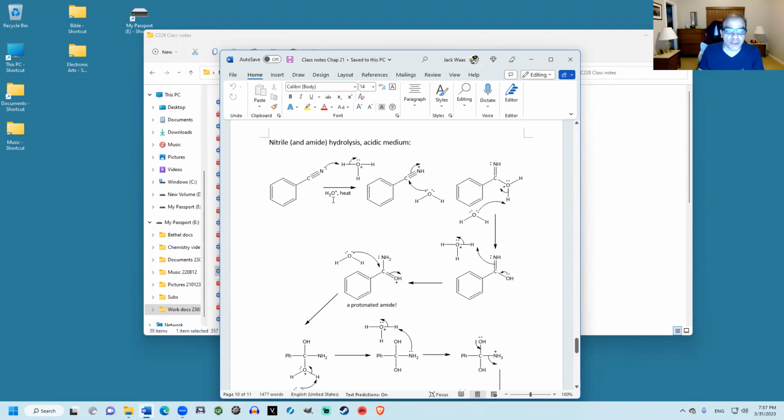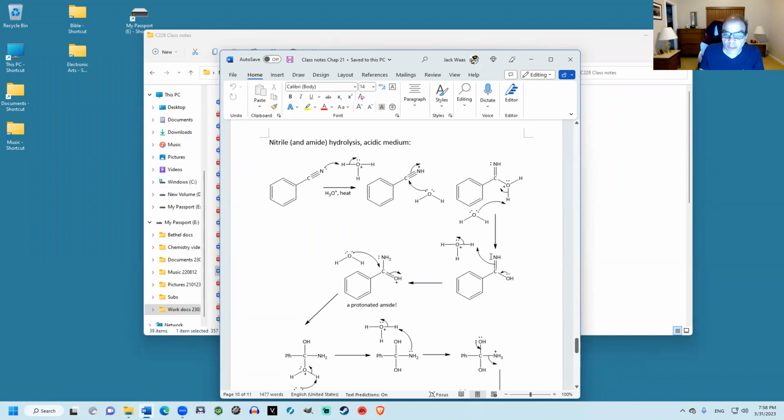There is no oxygen to protonate, but there is a nitrogen. So we'll protonate that first. And that gives us this. Then water attacks the nitrile carbon just like it would attack a carbonyl carbon. That gives us this intermediate. Next, proton transfers. First, we use a water molecule. Remember, H3O+ implies that H2O is present. So we use H2O to pull off this proton and give us this intermediate.